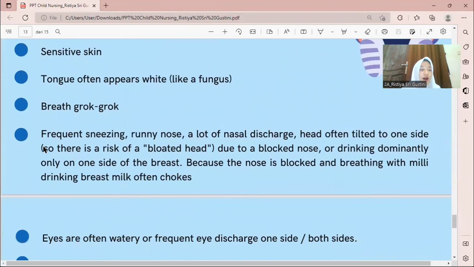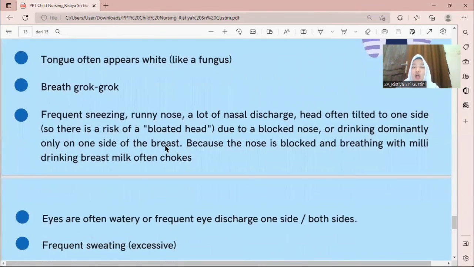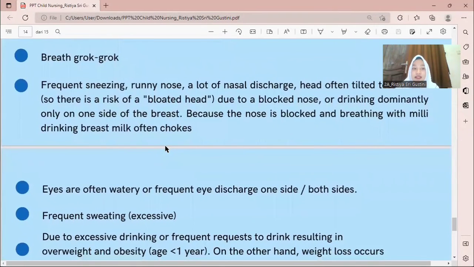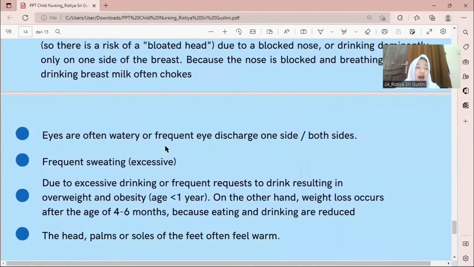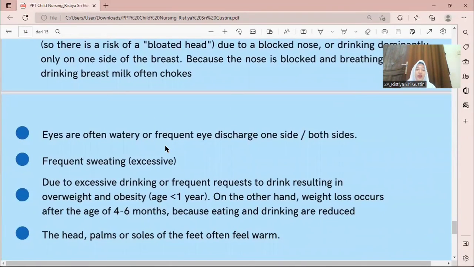Five, frequent sneezing, runny nose, a lot of nasal discharge, head often tilted to one side, so there is a risk of a flattened head, due to a blocked nose or snoring predominantly on only one side of the nose. Because the nose is blocked and breathing only through the mouth while drinking, they will often choke. And six, eyes are often watery or frequent eye discharge on one side or both sides.